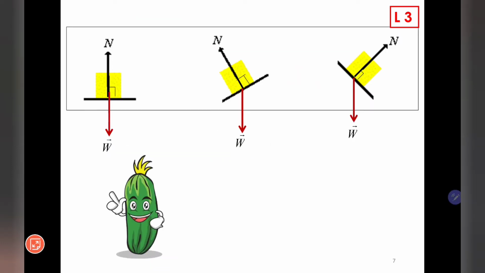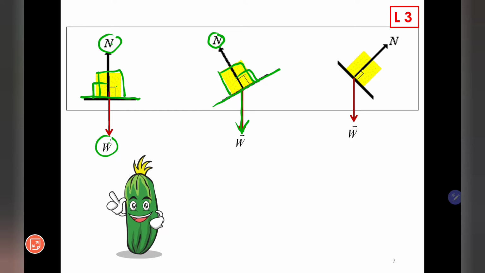Okay, so we have different cases here. For the first one, this is the object and this is the surface, so perpendicular to the surface, what do we have? Just a normal force. In this case, the normal force still equals the weight of the object. Or for the second case, this is the surface and this is the object. So perpendicular to the surface, what do we have now? A normal force, and this is W. And remember, weight is always directed downwards.